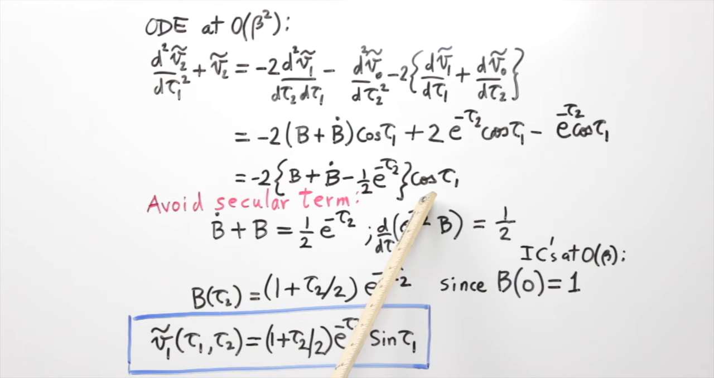And we see that once again we have a secular term showing up on the right hand side, the secular term multiplying cosine of tau 1.